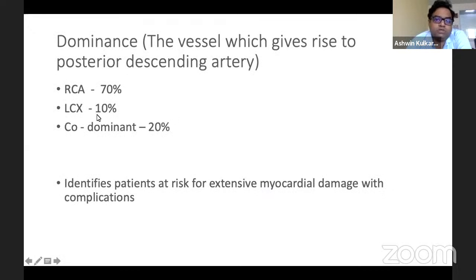So dominance. We should know something regarding the dominance of the arteries. What does this dominance mean? The vessel which gives rise to the posterior descending artery is called the dominant artery. Generally, the right coronary artery gives the posterior descending artery in around 70% of patients, the left circumflex artery in around 10% of patients, and sometimes it can be co-dominant in 20%.